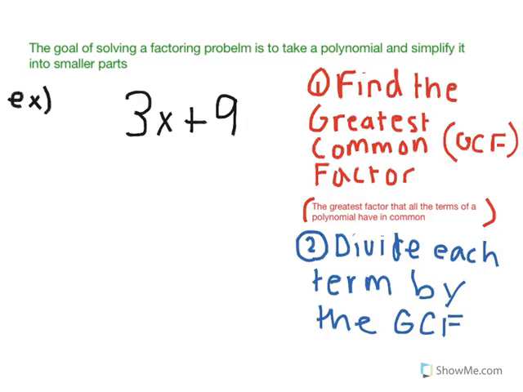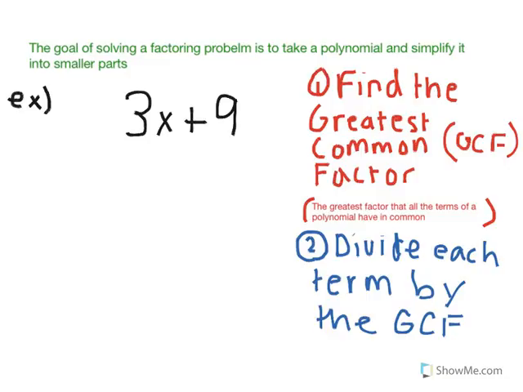Okay, the goal of solving a factoring problem is to take a polynomial and simplify it into the smallest parts. And we do this by finding the greatest common factor. The greatest common factor is a term that all the terms of the polynomial have in common. It's the greatest factor that they all have in common.